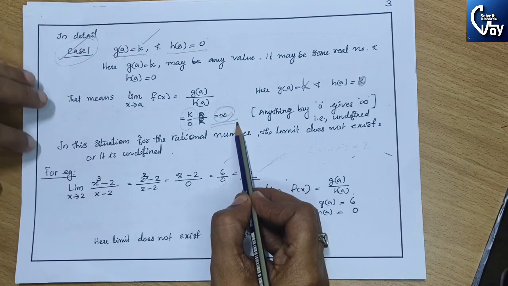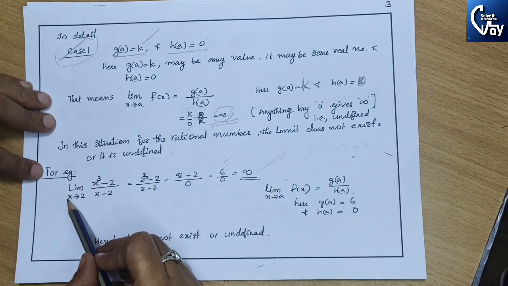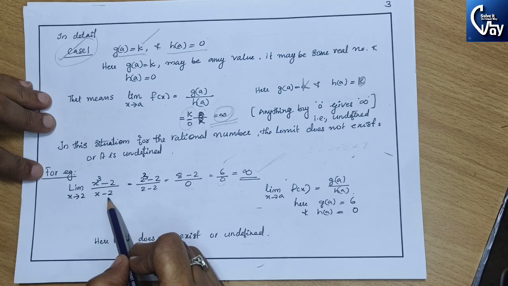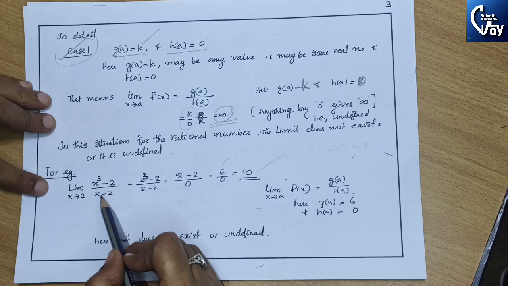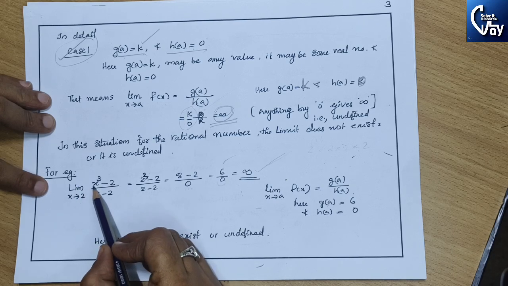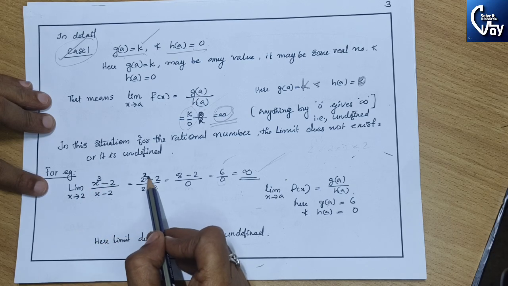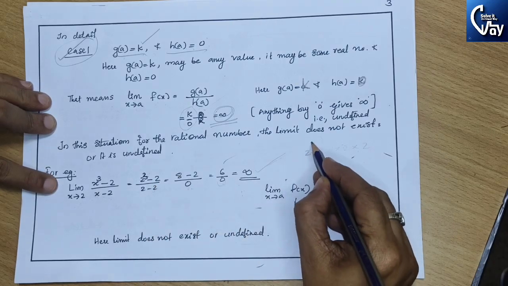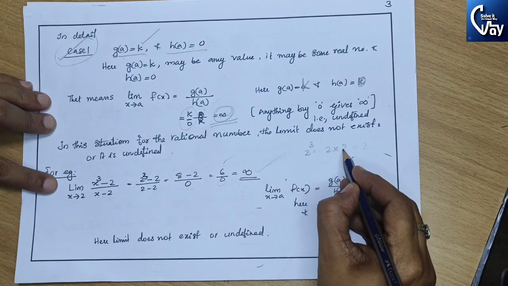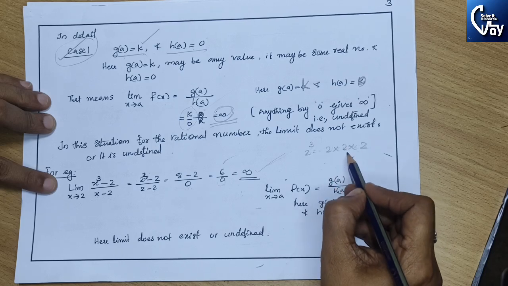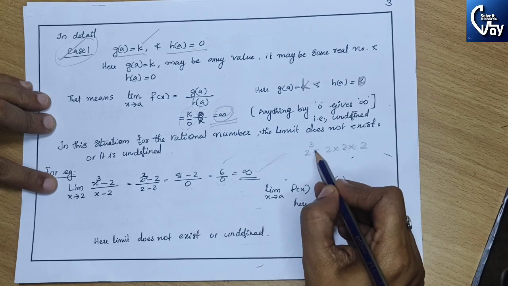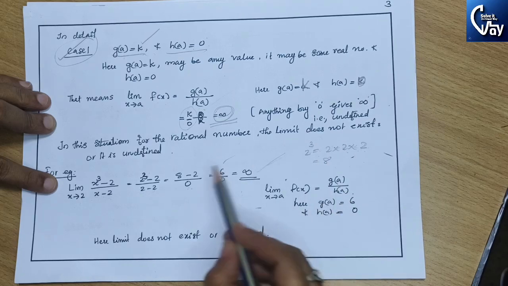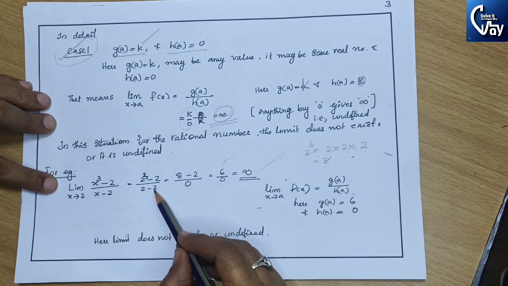This is case 1. Now, for example, limit x tends to 2 of x cube minus 2 by x minus 2. Apply the limit directly. X tends to 2, x cube becomes 2 cube. 2 cube minus 2 by 2 minus 2. 2 cube means 2 into 2 into 2, multiplying 2 three times. So 2 into 2 is 4, 4 into 2 is 8. 2 cube is 8. 8 minus 2 by 2 minus 2, that is 0.